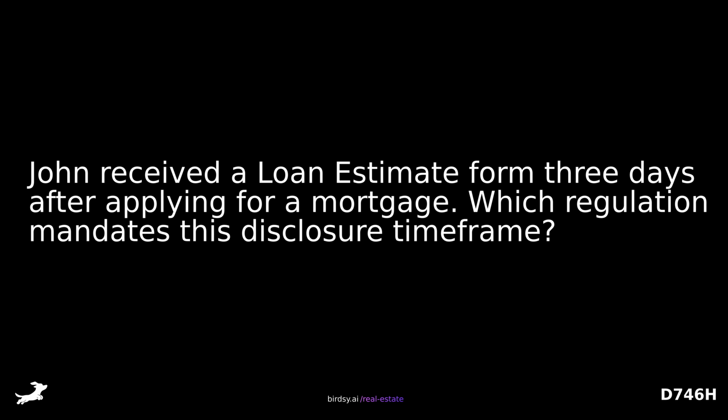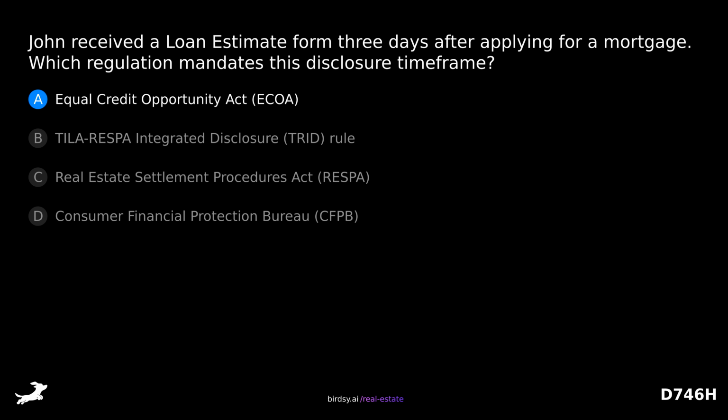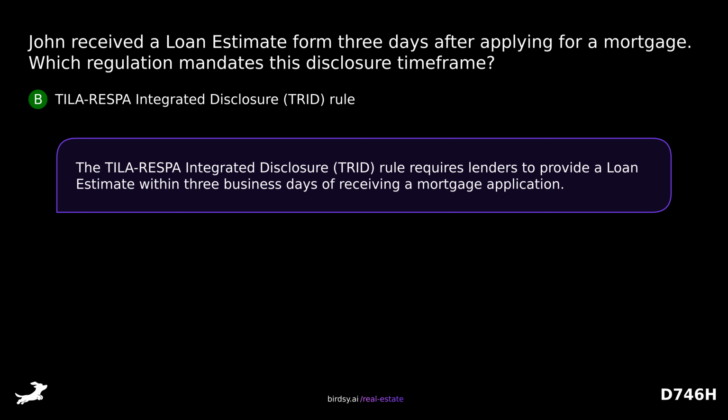John received a loan estimate form 3 days after applying for a mortgage. Which regulation mandates this disclosure timeframe? Is it A, Equal Credit Opportunity Act, B, TILA RESPA Integrated Disclosure Rule, C, Real Estate Settlement Procedures Act, or D, Consumer Financial Protection Bureau? The answer is B, TILA RESPA Integrated Disclosure Rule. The TILA RESPA Integrated Disclosure Rule requires lenders to provide a loan estimate within 3 business days of receiving a mortgage application.